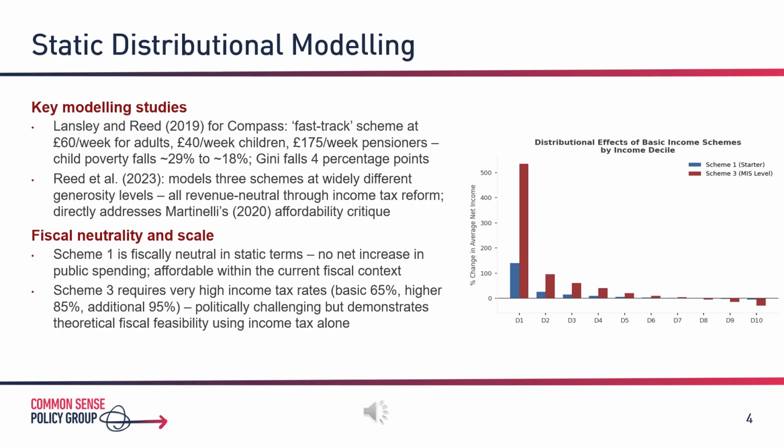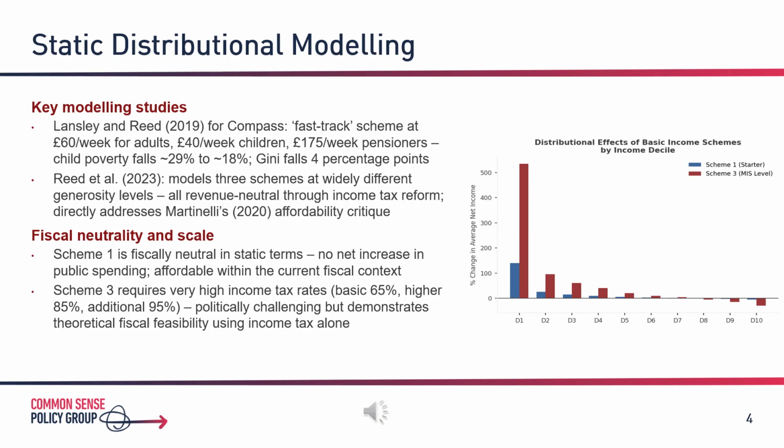The three-scheme analysis demonstrates that the range from starter to minimum income standard, MIS, level basic income can in principle be funded through income tax alone, without requiring wealth taxes, corporation taxes, or environmental levies that might be part of a politically realistic package. MIS is a research-based income benchmark calculated by the University of Loughborough, representing the minimum needed for a socially acceptable standard of living, as determined through deliberation with members of the public.